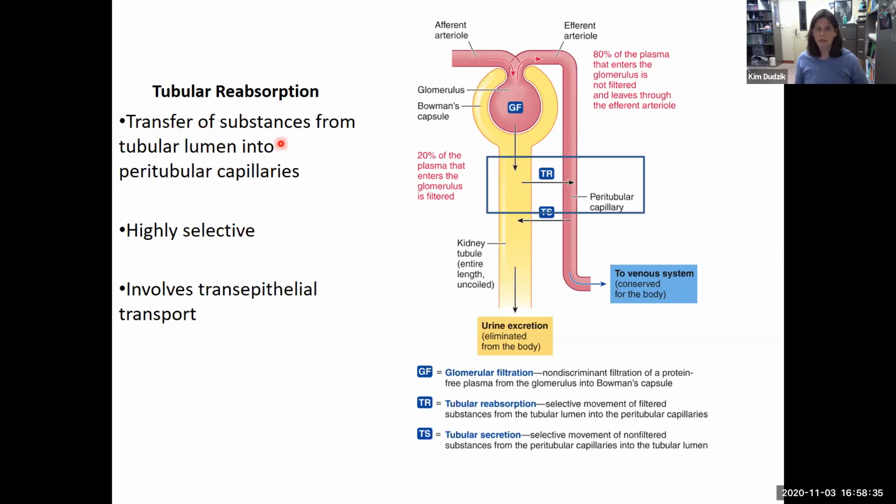So reabsorption, we're transferring substances from the lumen of the nephron into the peritubular capillaries. This is a highly selective process, so that should tell you this is no simple diffusion. We're going to have transporters for specific things to move back in. It involves transepithelial transport. Remember, epithelial cells are what make this tube. So in order for anything to leave the tube and get into the capillary, it has to cross the apical surface of the cell, the basal surface of the cell, into the interstitial fluid, and then cross into the capillary.